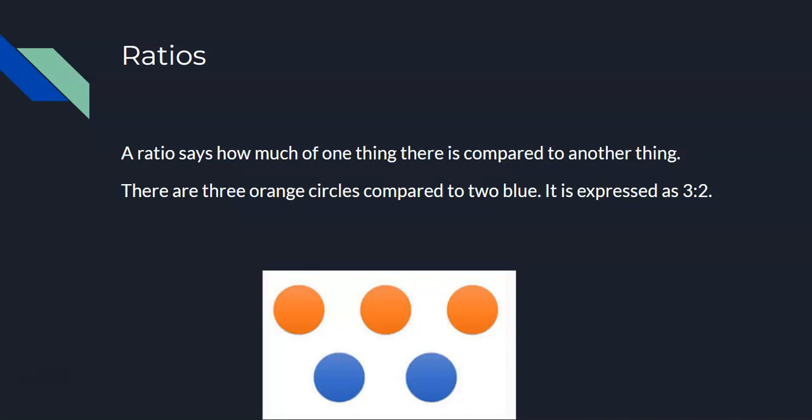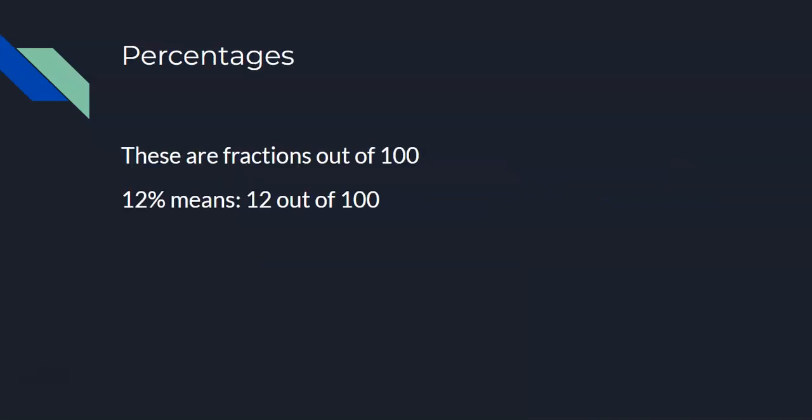Now ratios tell us how much of one thing there is compared to another. So in the little image below, there's 3 orange circles compared to 2 blue, so we could express it as 3 to 2. With percentages, again, these are all fractions out of 100. So 12% simply means 12 out of 100.